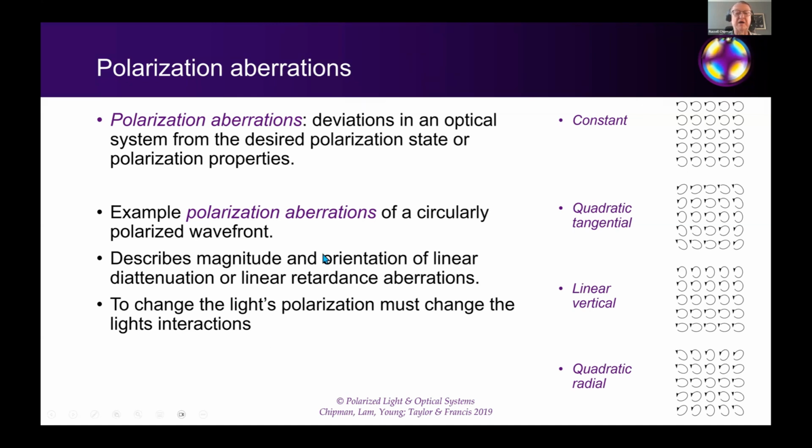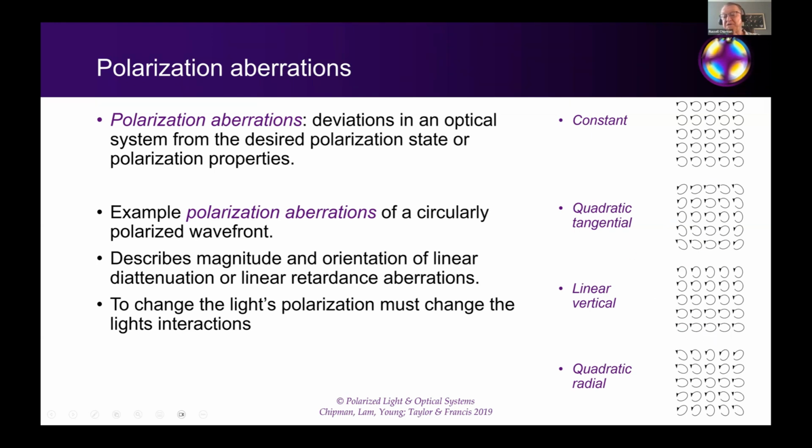So for example, I might want a circularly polarized beam like this one here on the top. Okay, well, here we see a spatially varying polarization that might be coming out of one optical system where it's become elongated or elliptical in the tangential direction going around. So here it's vertically polarized, here it's horizontally polarized, and the like. And so here we have a quadratic variation that's tangential.